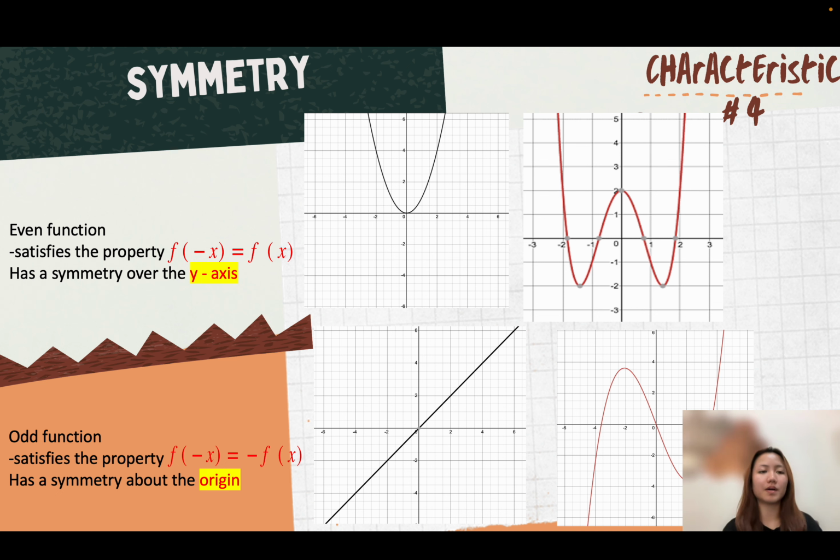And then we are going to talk about symmetry. What is symmetry? You can look at the graph. These two graphs are even functions and satisfy the property f(-x) = f(x). It means they have symmetry over the y-axis. And odd functions, these two are odd functions and satisfy the property f(-x) = -f(x). It means they have symmetry about the origin.